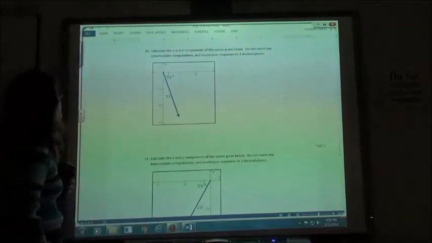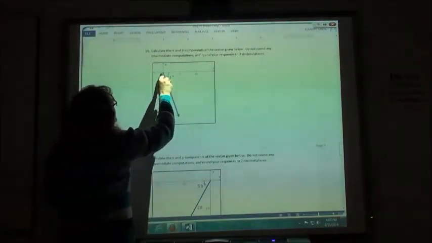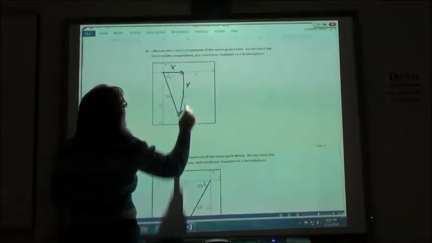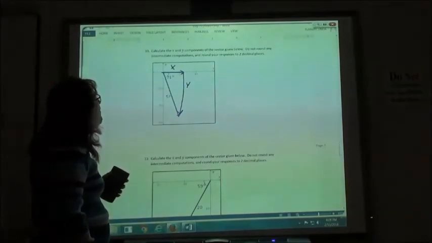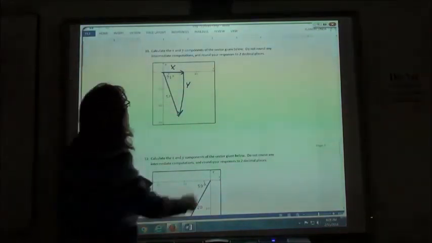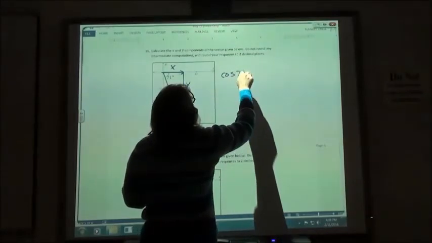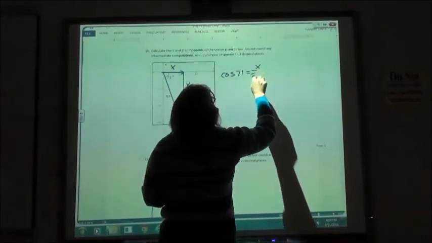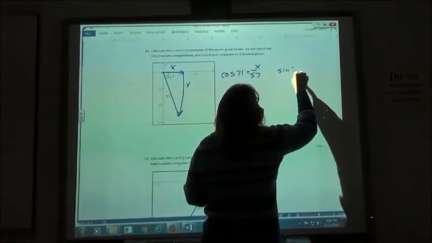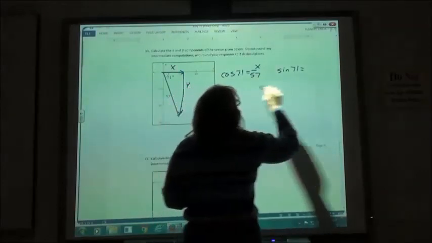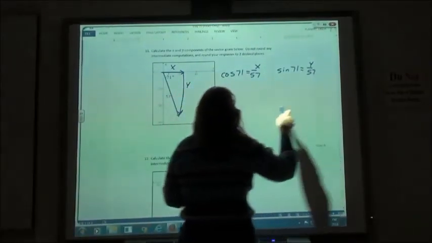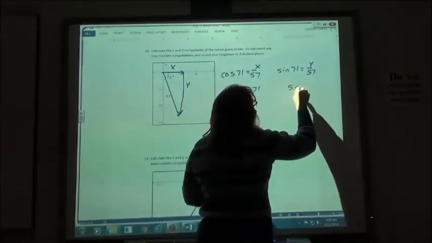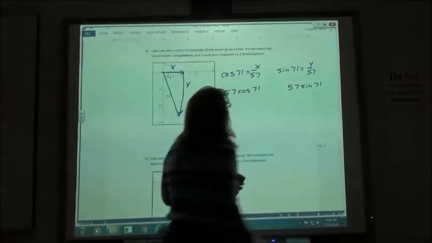So again, on number 11, we're calculating the x and the y component. My x is going this way, my y is going this way. And again, we're going to use the cosine in order to find x and the sine in order to find y. So the cosine of 71 is going to equal the adjacent over the hypotenuse, so x over 57. The sine of 71 is going to equal y over 57. So 57 times the cosine of 71 and 57 times the sine of 71.